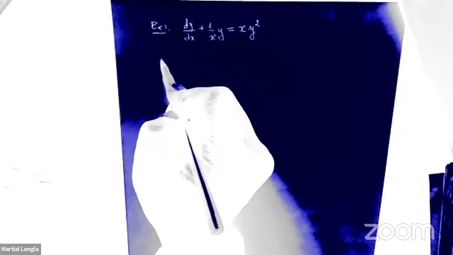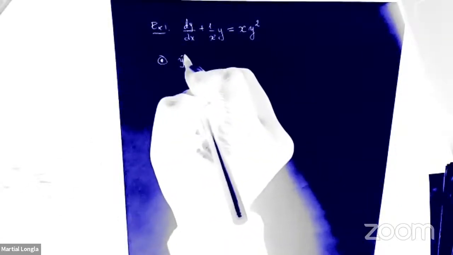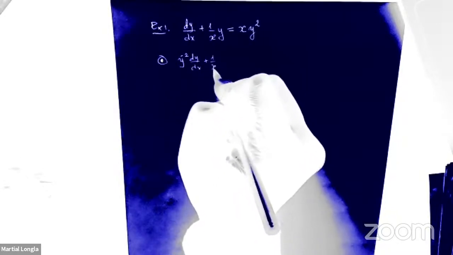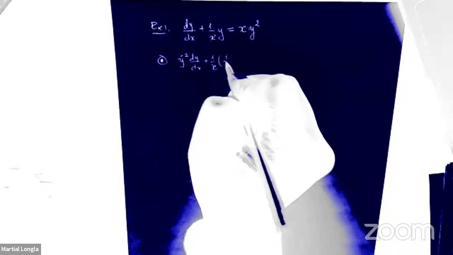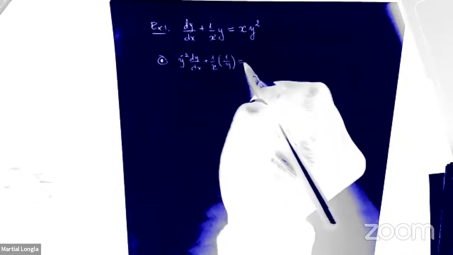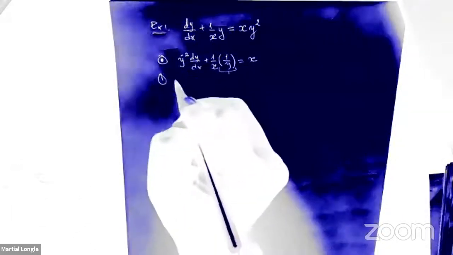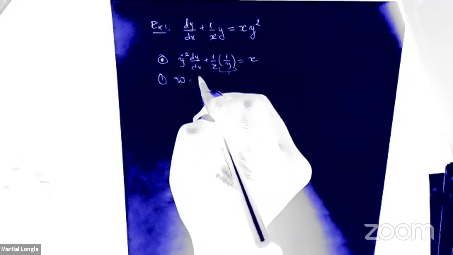Okay, so you got the steps. I'm gonna write them down. Step 1, no, step 0. Divide the whole thing by y squared. So we get y to the negative 2 dy over dx plus 1 over x times 1 over y equals x. In step 1, I said this thing, you set it equal to the new function. So w equals 1 over y.